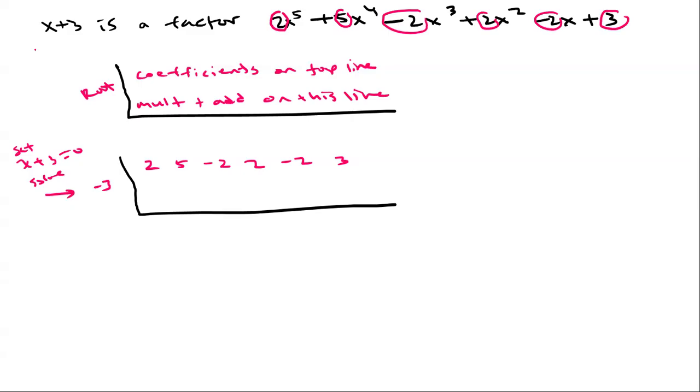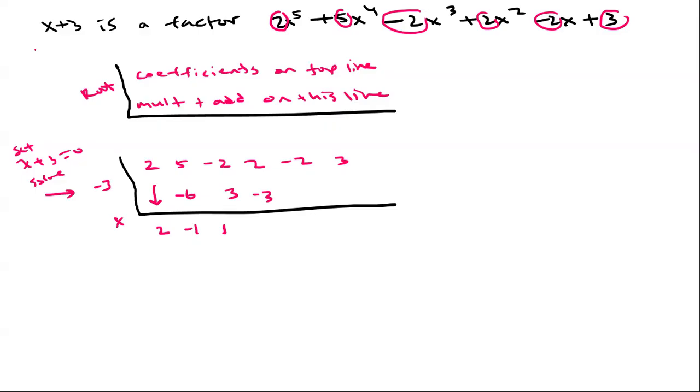So we take that number 2 and then we bring it down. And then we multiply the root and the number we brought down. So that'll be -3 times 2, which gives me -6. Then we add these together, giving us -1. Then we do it again. -3 times -1 will give us +3. And then -2 plus 3 will give us +1. And -3 times 1 will give us a -3.